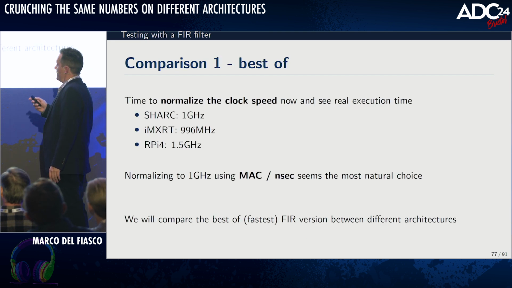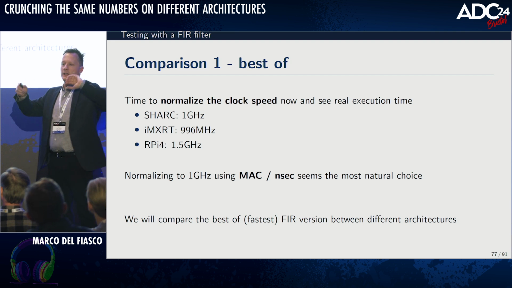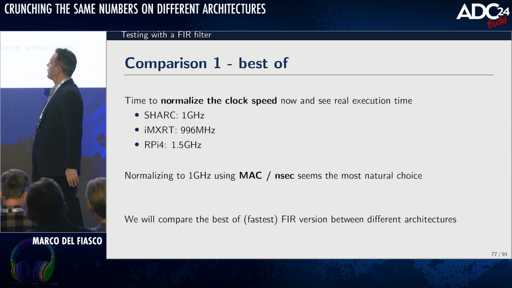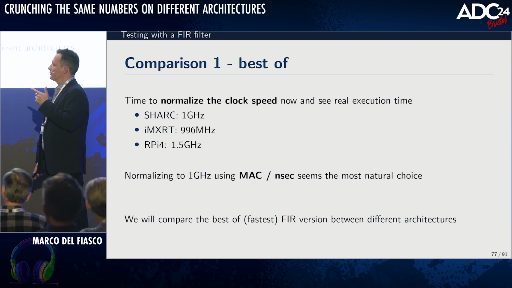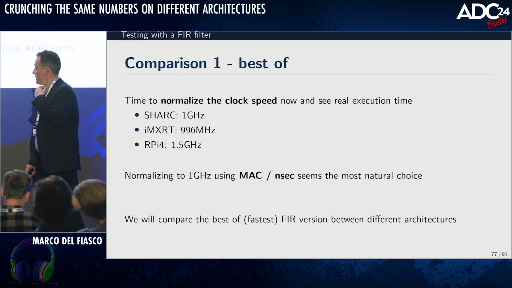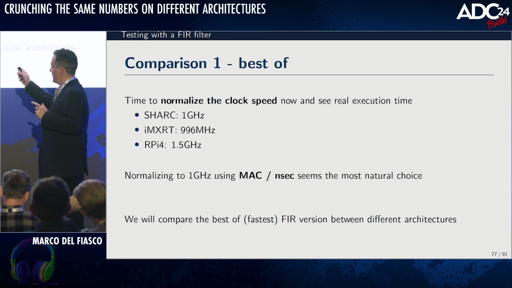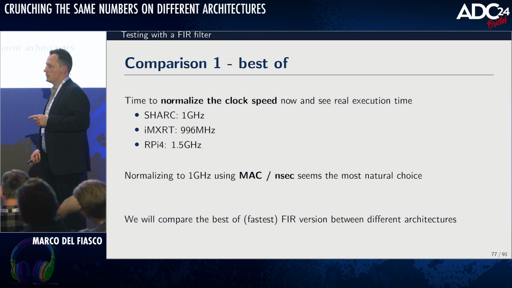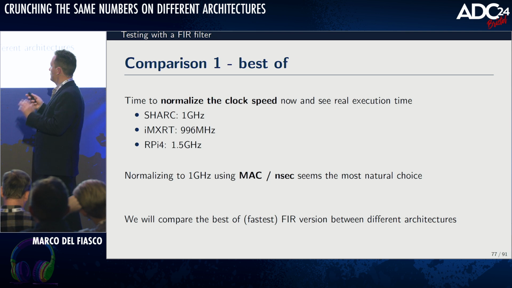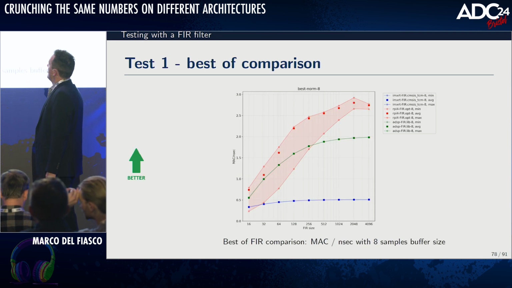Now I will do some comparison because I found which were the best implementations on all the architectures. I want to compare them on the real speed because the SHARC and the microcontroller were running at 1 gigahertz, but the Raspberry Pi is faster actually, it's 1.5 gigahertz. So I'm showing you some data that now is normalized in MACs, so multiply accumulate operations per nanosecond, not per cycle. And we will compare the best versions I have.